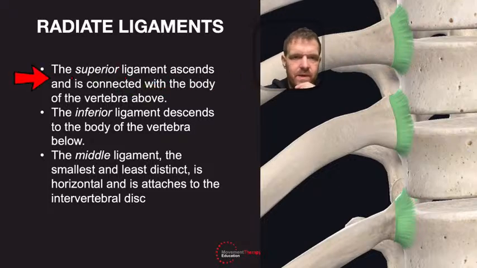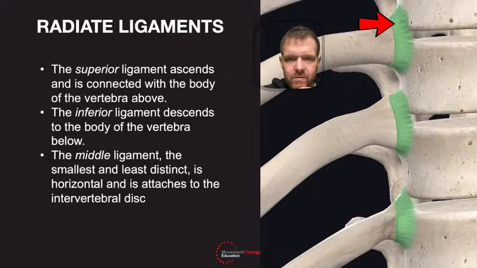and then there are ligaments that attach the ribs onto the thoracic vertebra. So the superior ligament ascends and is connected with the body of the vertebra above. So we've got that bit radiating out that way, okay? The inferior ligament descends to the body of the vertebra below. So we've got that one going that way. And then the middle ligament, the smallest and least distinct, is horizontal and it attaches to the intervertebral disc.